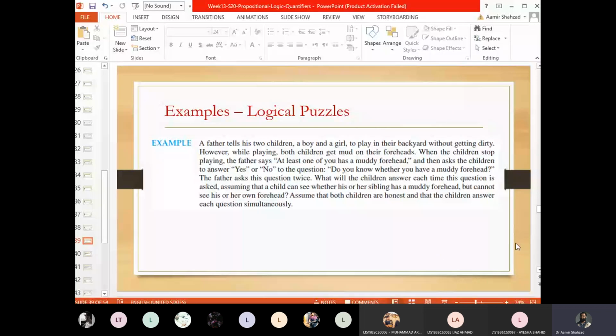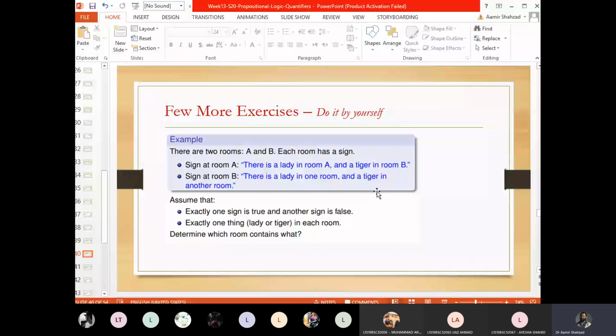So can you argue how? This is like homework for you. So maybe we can discuss it in the next class. Until then, think about the solution. And there are some other examples. So exercises, actually you have to do by yourself.